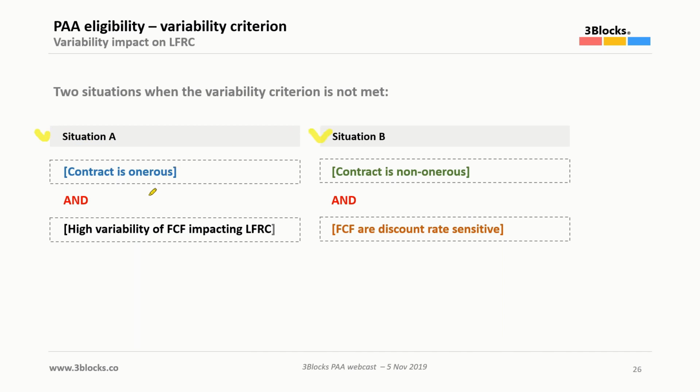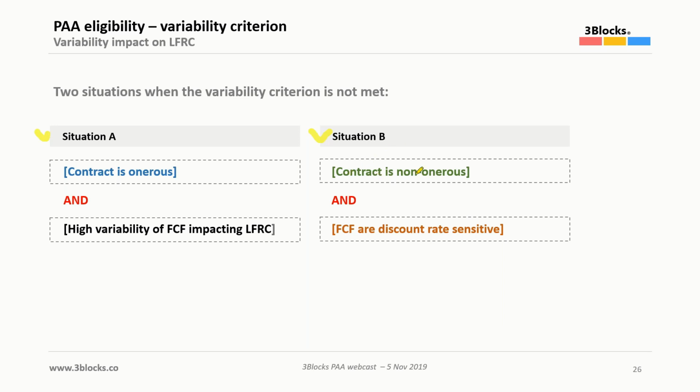In situation A we've got a contract that is onerous. So it's onerous, so there is no CSM. If there is no CSM, we have nothing to absorb fluctuations. And high variability of fulfillment cash flow impacts liability for remaining coverage. So if we've got the situation defined by these two characteristics, the variability criterion can be infringed.